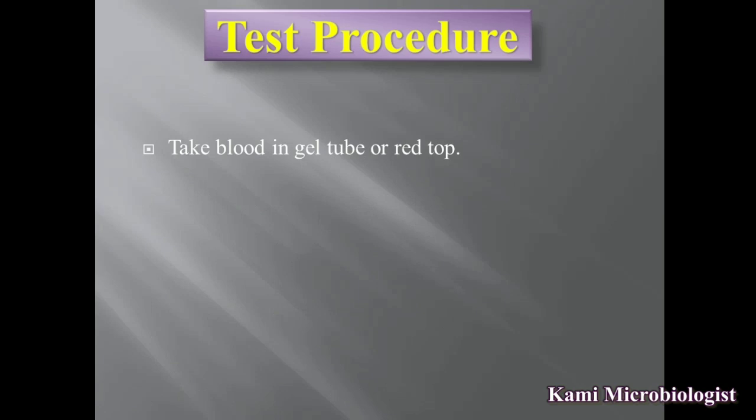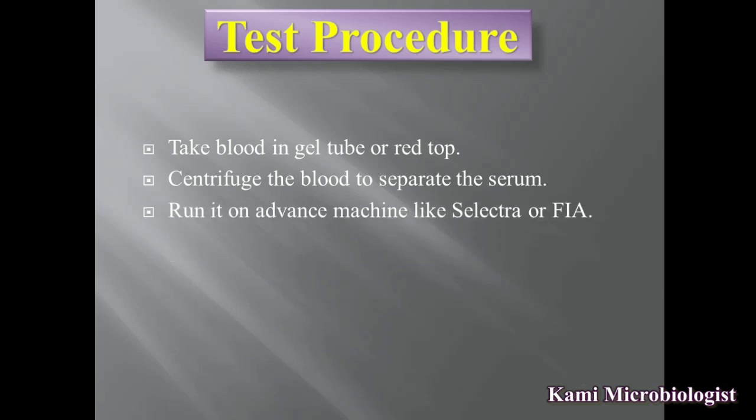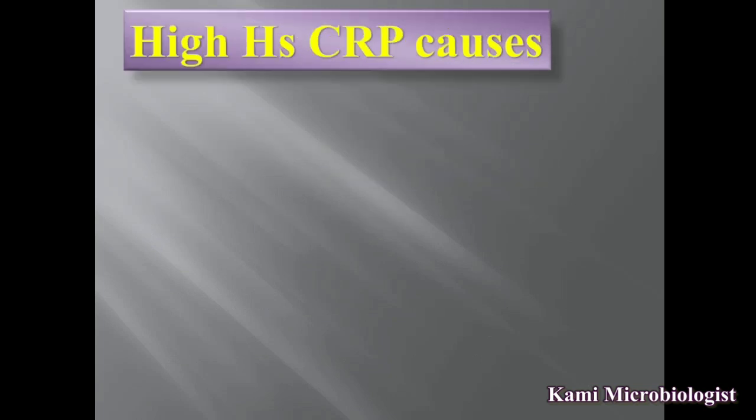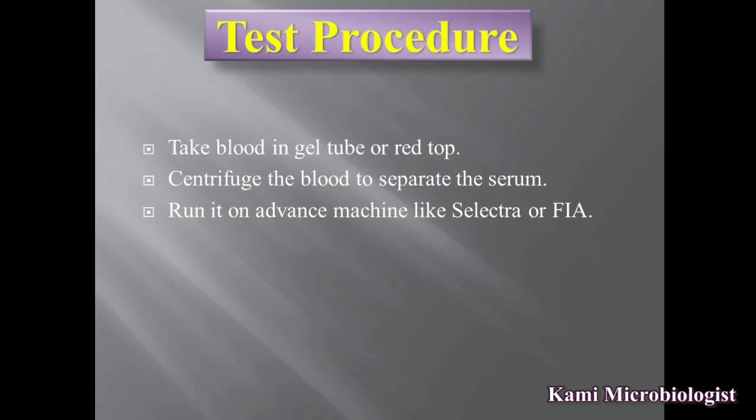Let's see the test procedure, how to perform the test. It's very simple. First, take the blood in the gel tube or red top, and then centrifuge the blood to separate the serum. After that you run the test using a machine like Selectra or FIA. Dear friends, I already explained how to perform the test using the Selectra or FIA machine. If you want to see my video lecture on how to perform the CRP test using the FIA machine, it is on my YouTube channel. I will also give the link in the description and in the i button, so you can click it and watch the video.